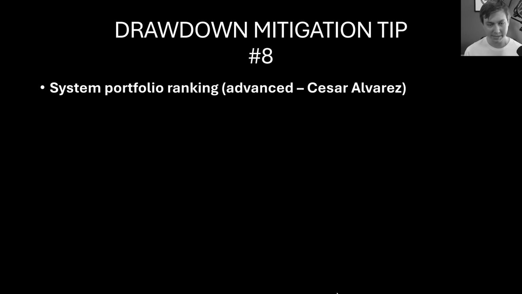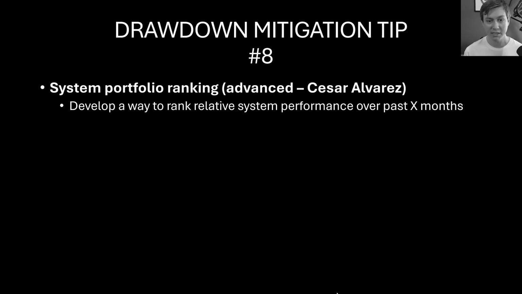And Cesar has an approach for portfolio ranking his systems. So Cesar trades several different systems, but not all at once. Some of them are sidelined and in cash or inactive, while others are active. The way he does this is he developed a way to rank his relative system performance. So like a relative momentum system that ranks stocks against other stocks to determine what to buy or sell. He does that with his systems.